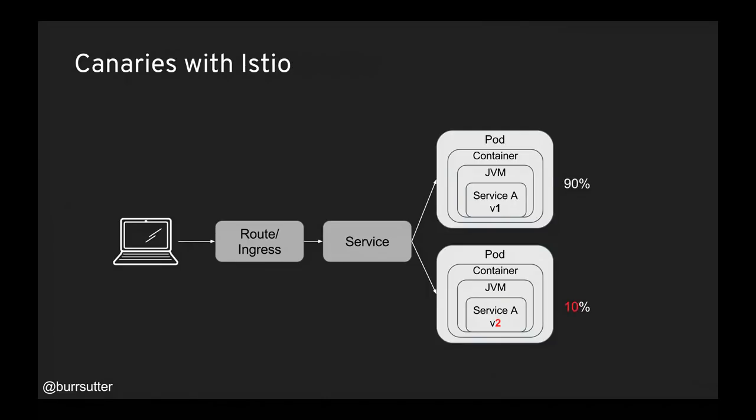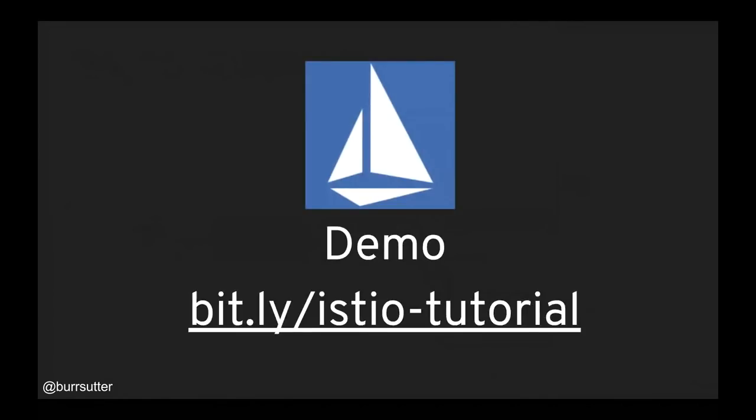With Istio, and you'll notice a slight change here, Istio allows you to be very fine-grained. If you only want 10% or 1% of traffic going to version 2, or only certain users with certain HTTP headers, you can do that by using an Istio route rule.